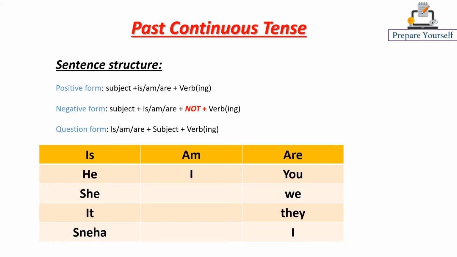Past continuous tense and its sentence structure. For positive form, subject plus is, am, are plus verb ing. For negative form, subject plus is, am, or are plus not plus verb with ing. And for question format, or you can say interrogative form, we use is, am, are first, then subject, then verb.